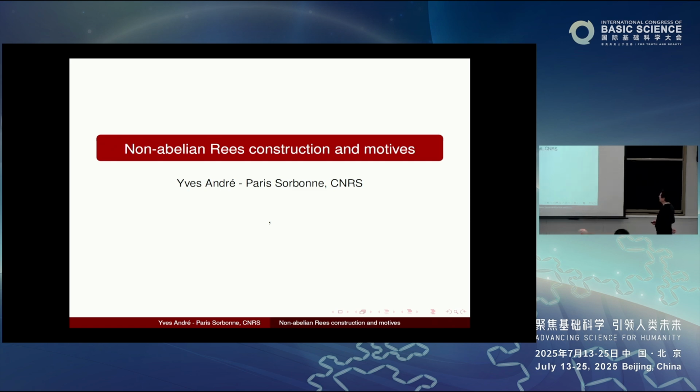So, before speaking about the non-abelian Rees construction, let me recall the standard classical Rees construction.